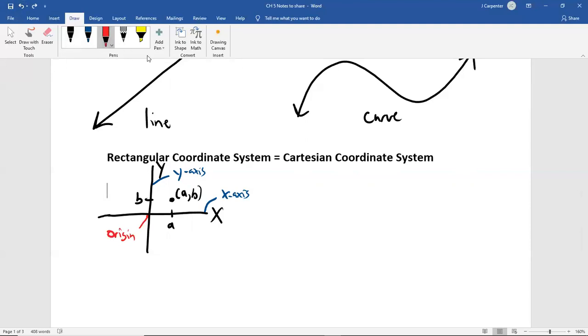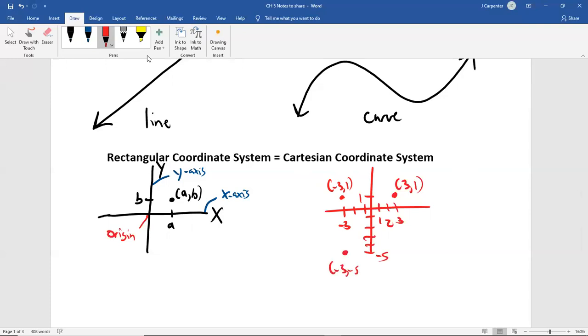So something a little more specifically, if I went right 3 and up 1, this point right here would be 3 comma 1, not 1 comma 3. If we went left 3 and then up 1, it would be negative 3 comma 1. If we went, let's say, left 3 and down 1, 2, 3, 4, 5, this would be negative 3 comma negative 5. Well, Mr. Beckner, what about if you don't move at all? What if you're on the origin, like you said earlier? Well, that point is 0 comma 0.